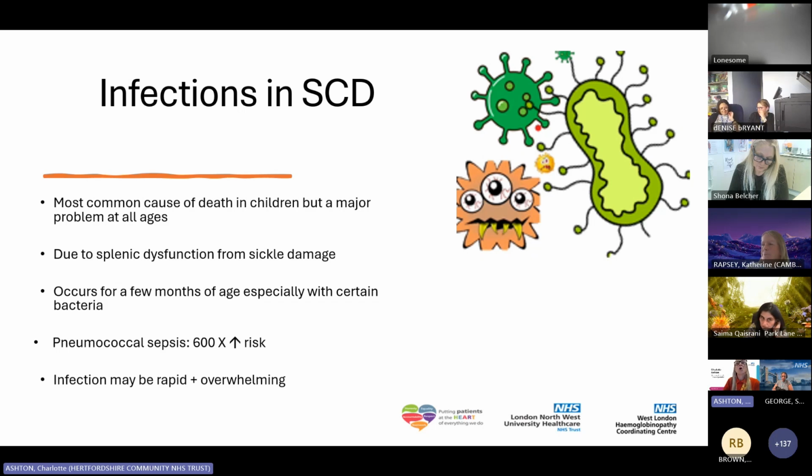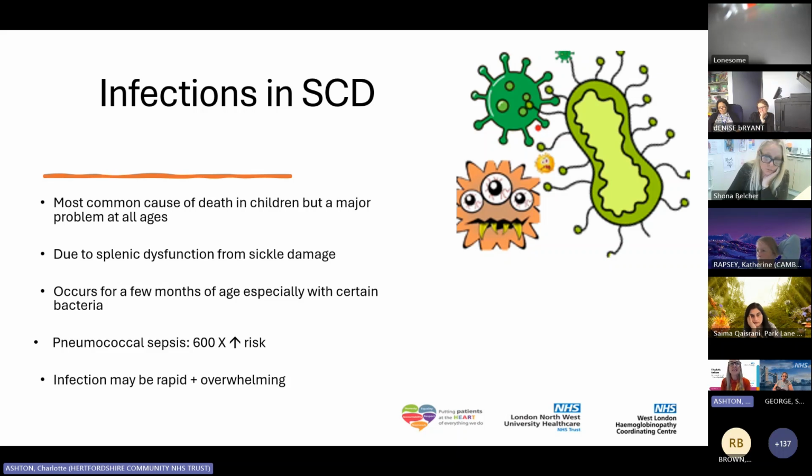Infection is the most common cause of death in childhood, but a major problem at all ages. And as Leanne said, the spleen's job is to filter the blood, remove old or damaged cells, and to fight infection. But in sickle cell, sickled cells get trapped in the tiny blocked vessels of the spleen, causing blockages and repeated small injuries inside the spleen. And because of this, the spleen is usually damaged very early in life. And that's why people living with a sickle cell condition are more prone to infections.